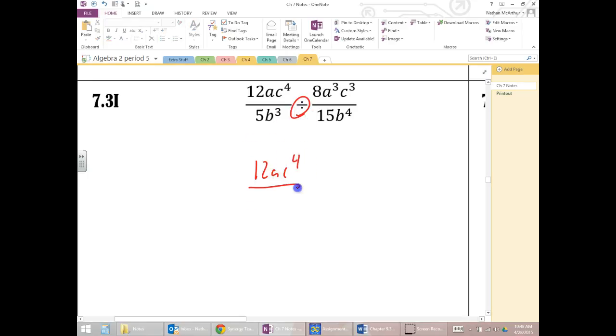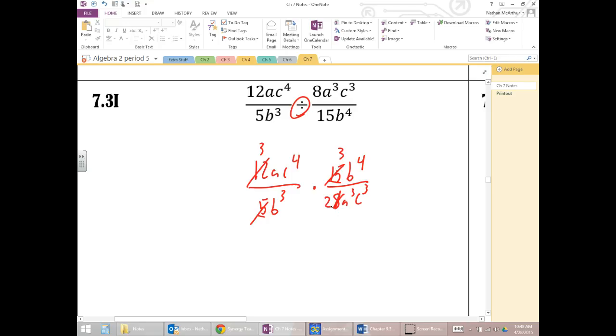12ac to the 4th over 5b cubed times, flip it over, 15b to the 4th over 8a cubed c cubed. From here, we could simplify. Are you guys familiar with cross simplification? Yeah. So this is 15 and 5. That reduces down to be 3. And this is 12 and 8, which simplifies to be 2 and 3. All right, did I lose you on that one?